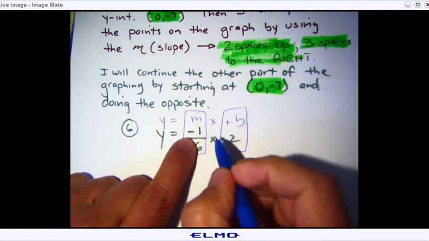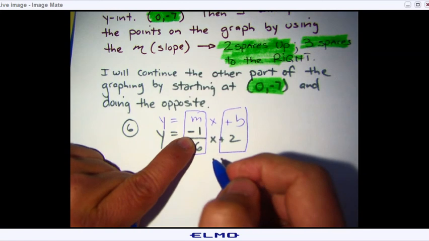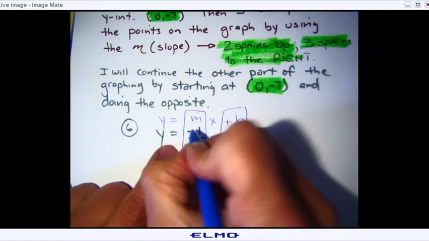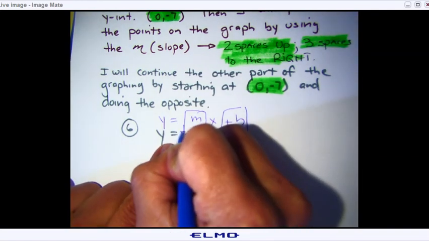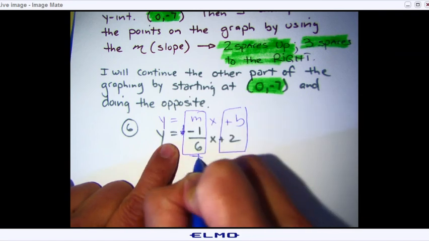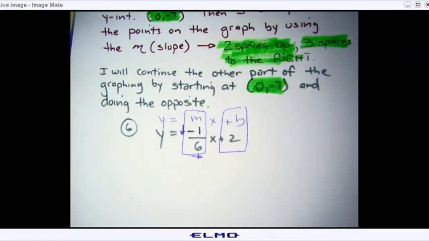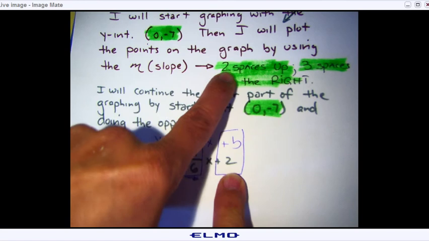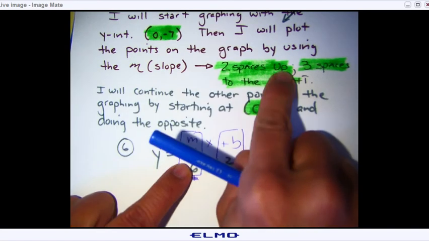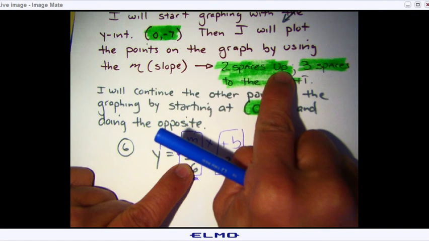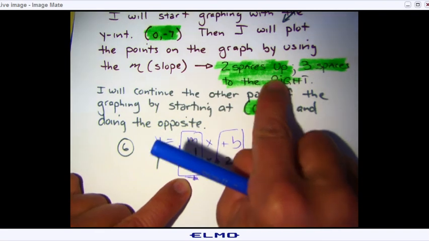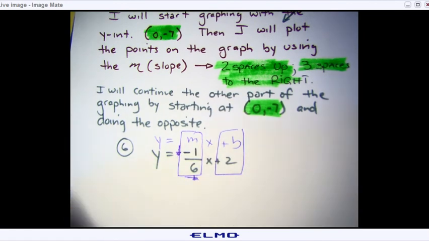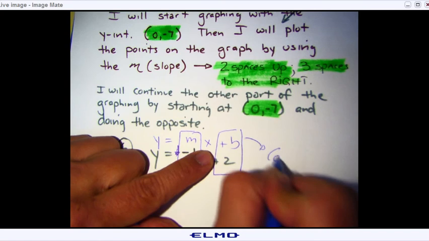Again, -1 is not rise. It's fall. So when you do your writing, it's going to be fall over run. You're going to put 0, comma 2. We're going to go 1 space down. Don't forget to put the word down. 6 spaces to the right. Same thing, and we're also going to start at 0, comma 2.